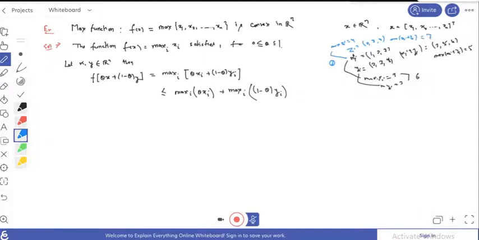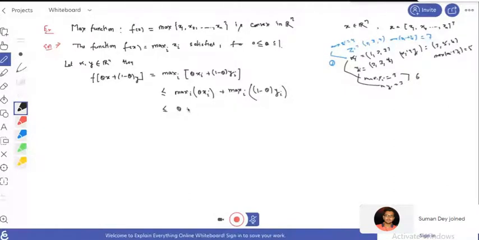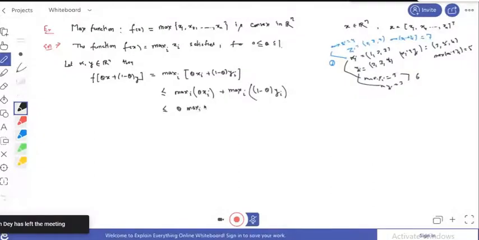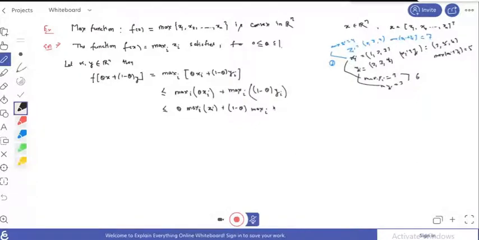So this either equals this term or is greater than it. That's why we can write greater than or equal to, and we can add these separately. Because theta is a scalar, you can write this in the form of theta times the maximum over i from 1 to n of x_i, plus 1 minus theta times the maximum of this term over i from 1 to n of y_i.